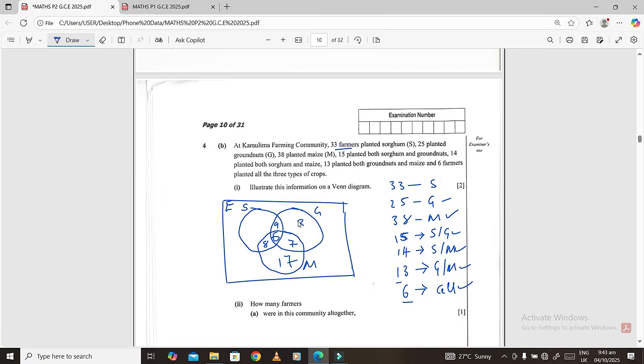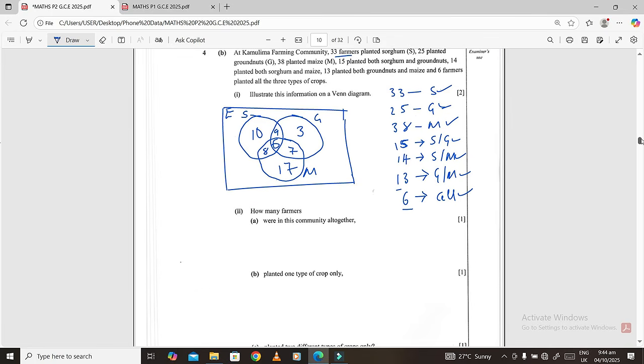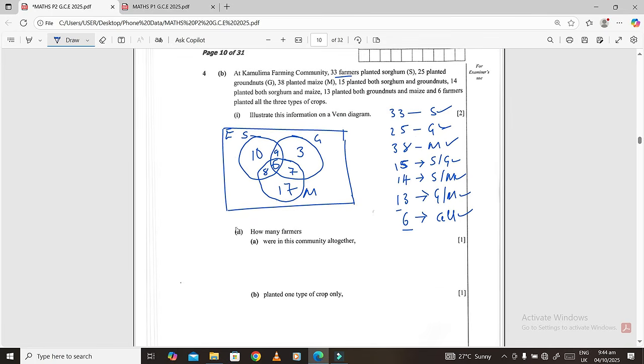So this is 3. We now go to this one, which is sorghum. We also add 9 plus 6 plus 8. That is giving us a 23. So 33 minus 23. This is giving us a 10. So this is a 10. Okay. We're done. So next, they are saying how many farmers were in this community.